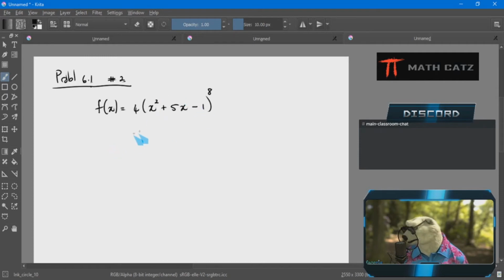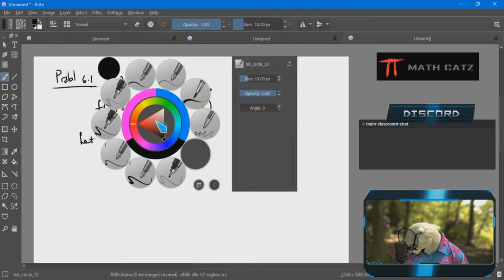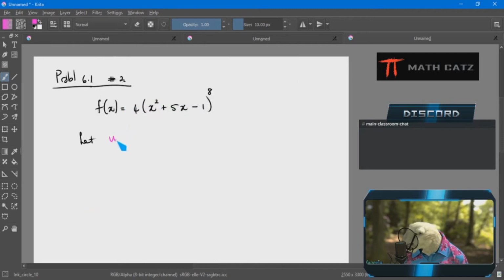I need to see this as a function of a function. So I say, let's actually get more creative with the colors. And let's say my pink is my inside function. The obvious choice, x squared plus 5x minus 1, right? There's no other choice, really. Once I've made that choice, I'm then stuck with my outside function to match it, which obviously should have been in blue.